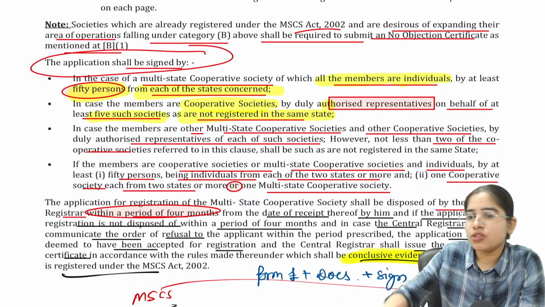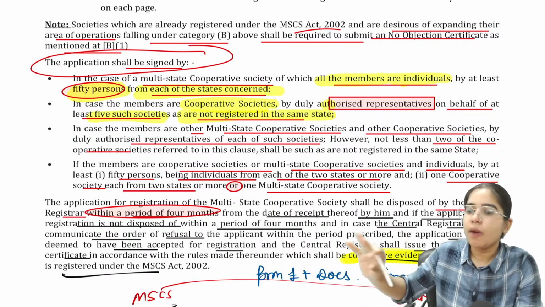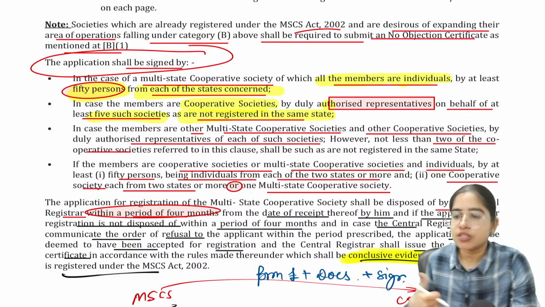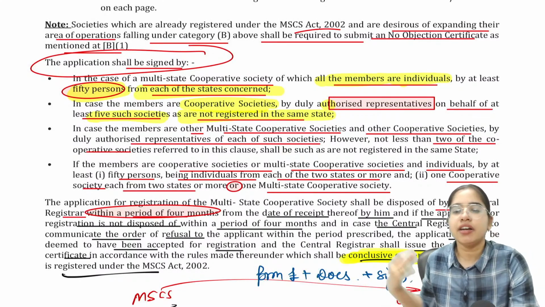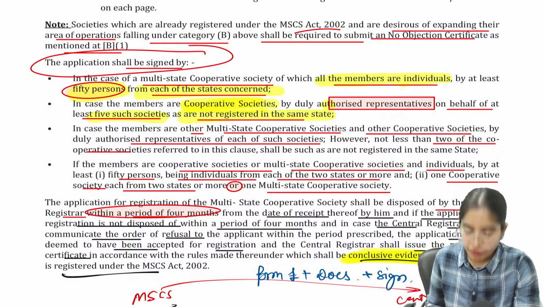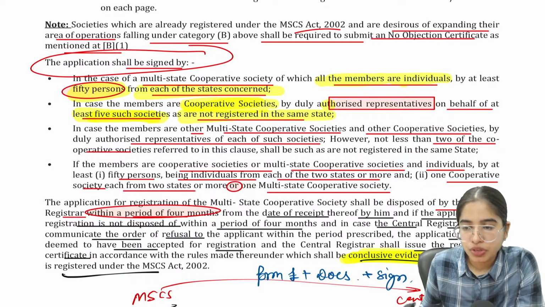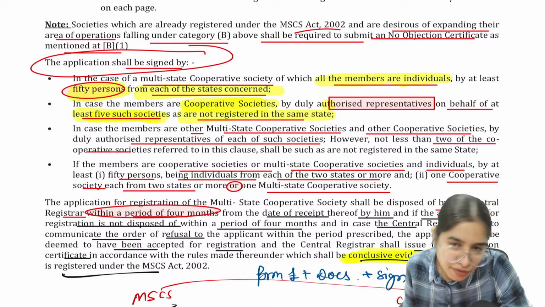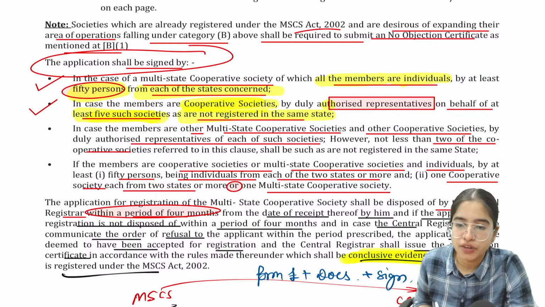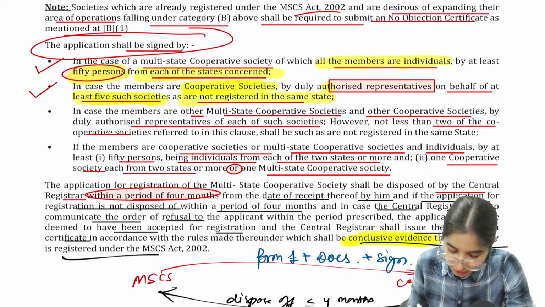Let's say one cooperative society is of Chhattisgarh, one cooperative society is of Karnataka. Now, can they form a multi-state cooperative society? Yes, because they are registered in different states. So if cooperative societies are forming, we need the sign of authorized representatives of at least 5 societies who are not registered in the same state, which means who are registered in different states.